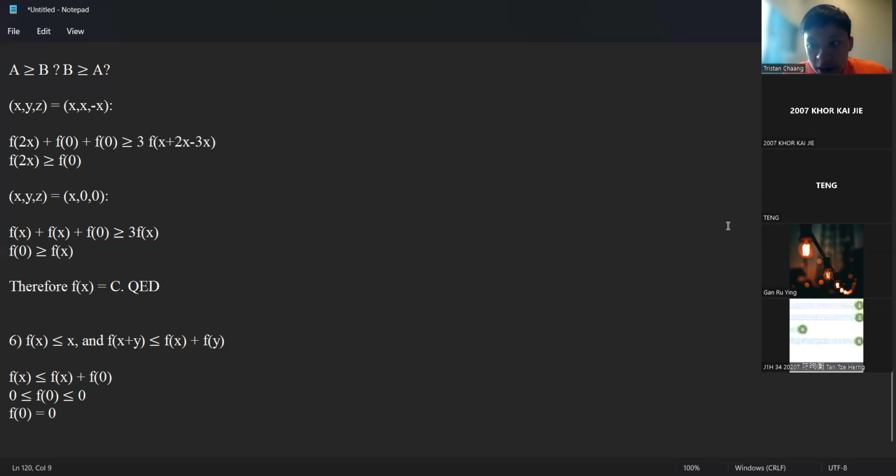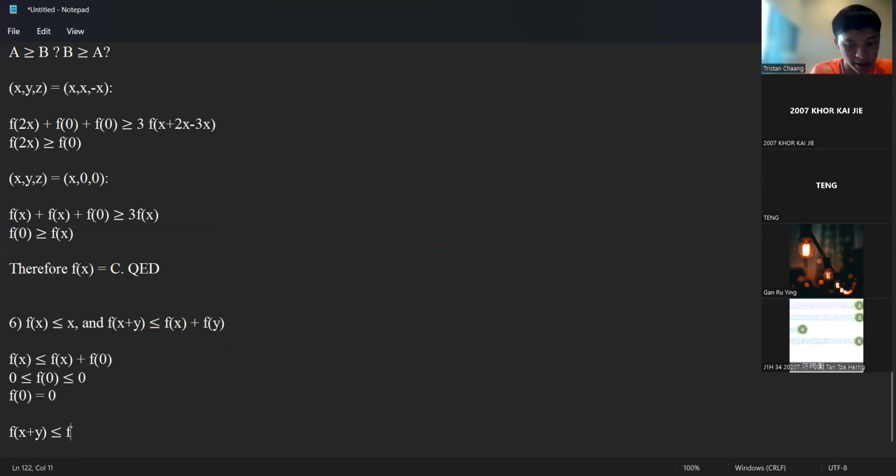So f(x+y) less than or equal to f(x) + f(y) ≤ x + y. Okay, so the first thing I saw, one of the comments, is this thing is less than or equal to this, which is less than or equal to x and y respectively. But this doesn't tell much, right? Because this inequality is just this inequality. So nothing much there.